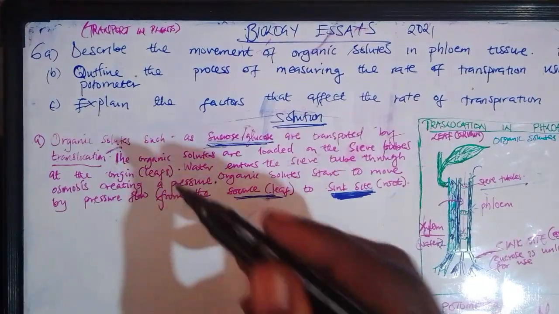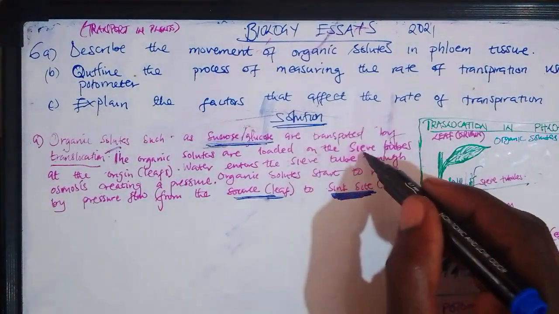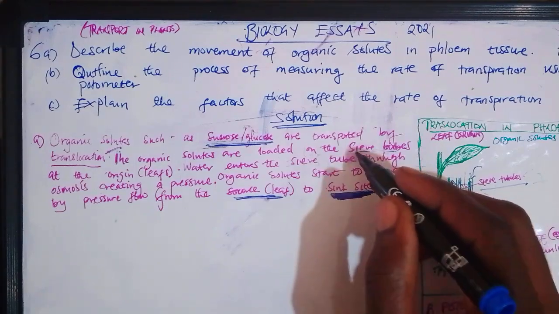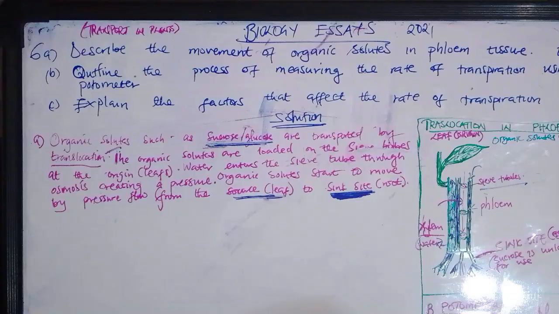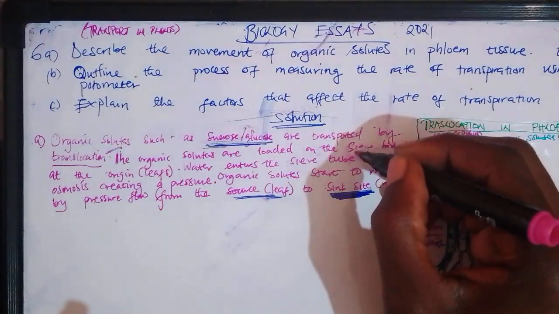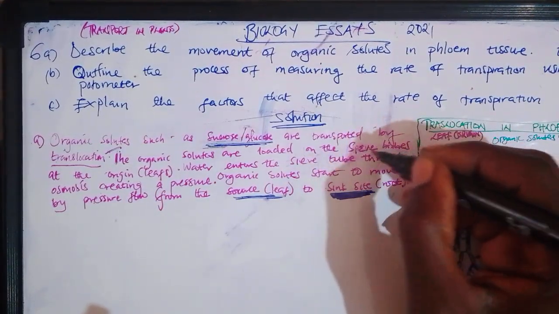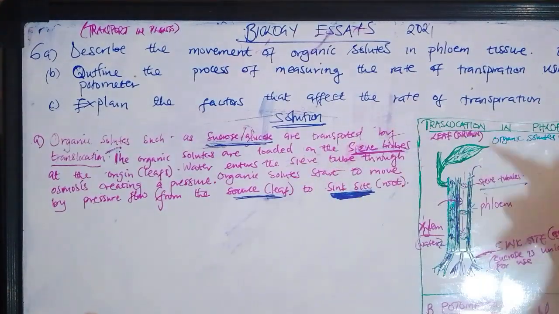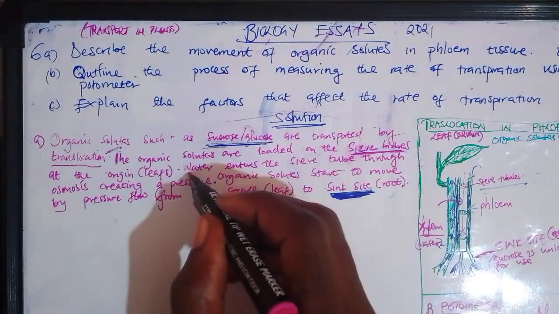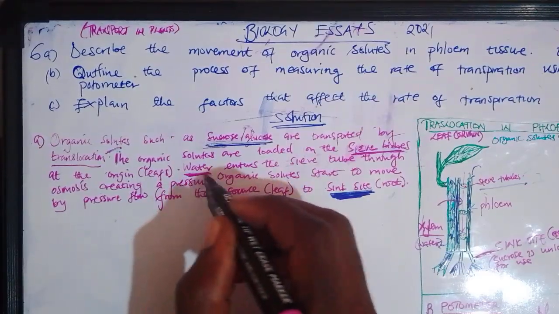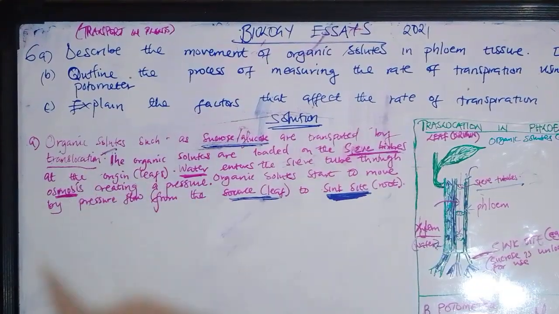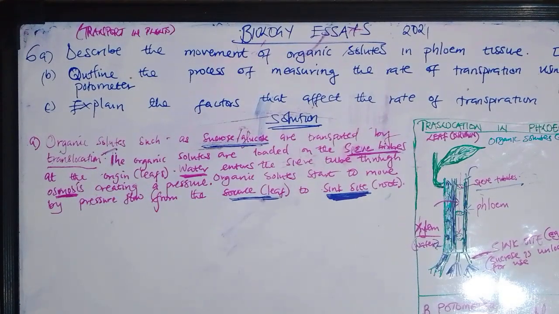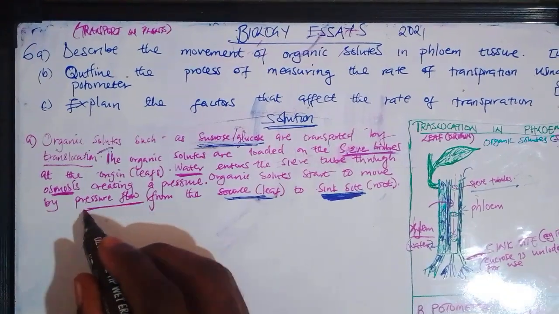Then you describe the process. Where are the organic solutes loaded? You don't forget where they are loaded, because they are describing the movement. So they are loaded on the sieve tube. So this is an important term to remember. Then you also mention water. How does water enter? By osmosis. And don't forget this important key point, which is the pressure flow.